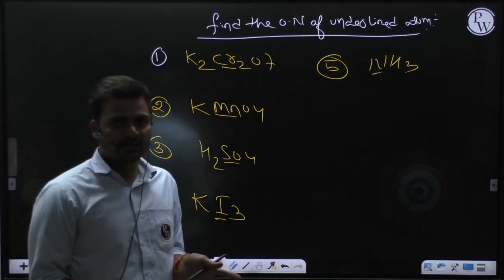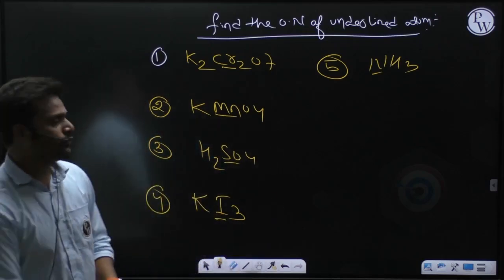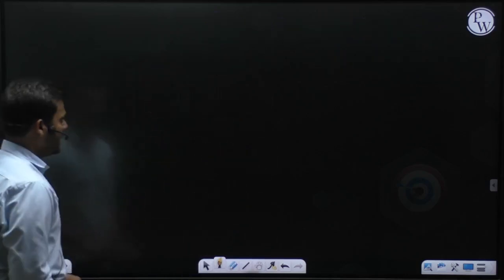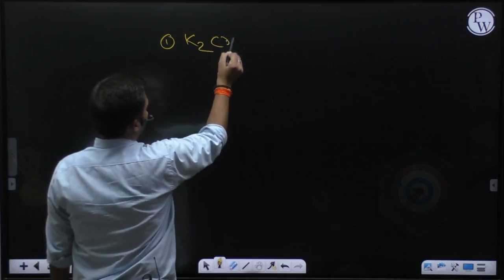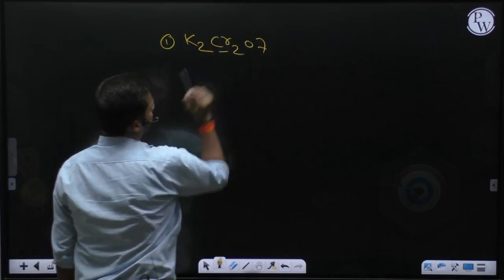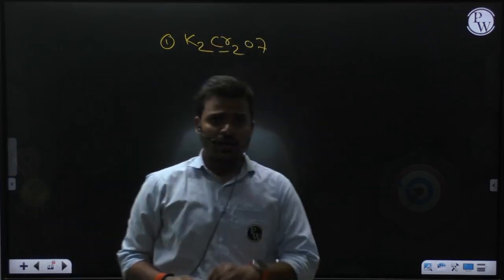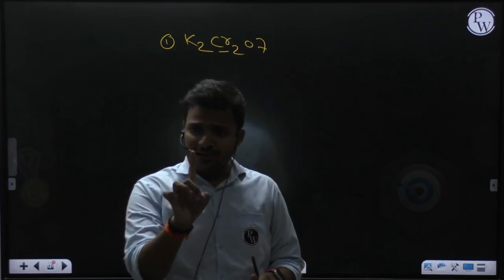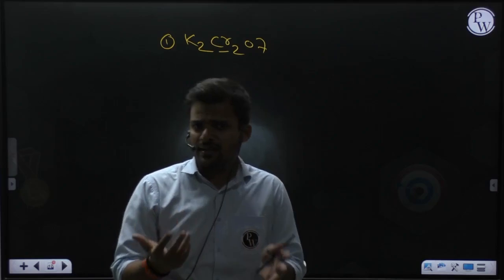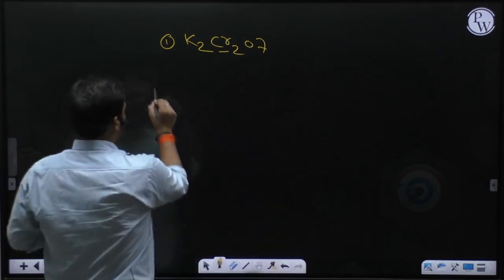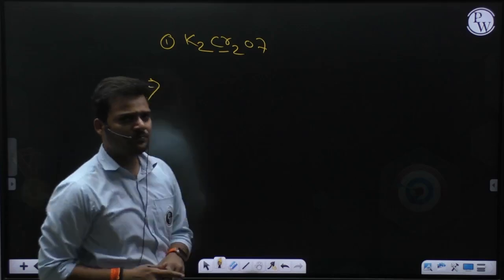If our basics are clear, then we can majorly sort it out, right? And the very first example that I have given is K2Cr2O7. The rule is, for the underlying atom whose oxidation number we need to find, just take it as X. So now, what is the oxidation number of potassium?